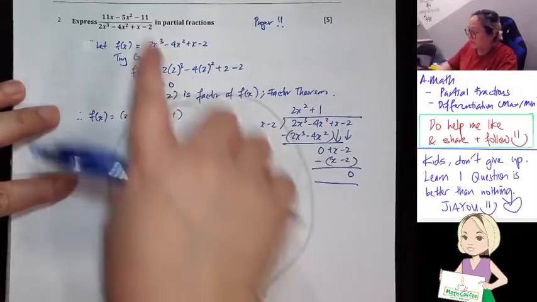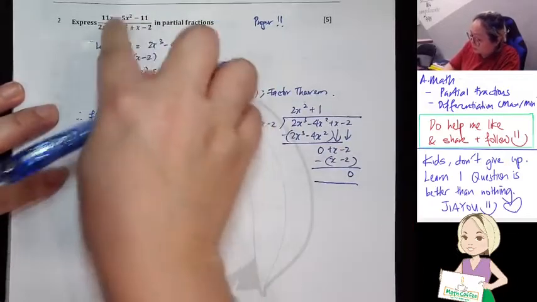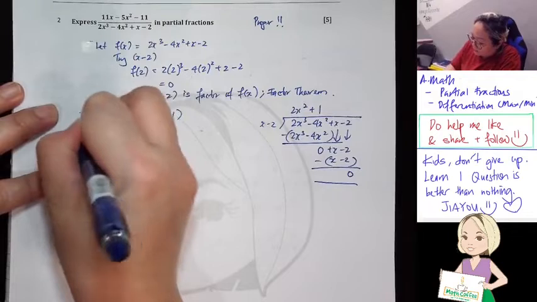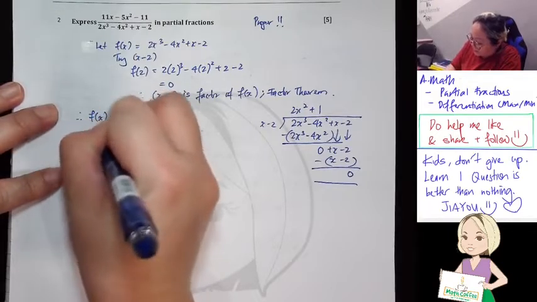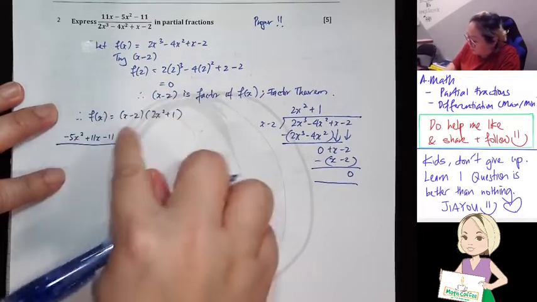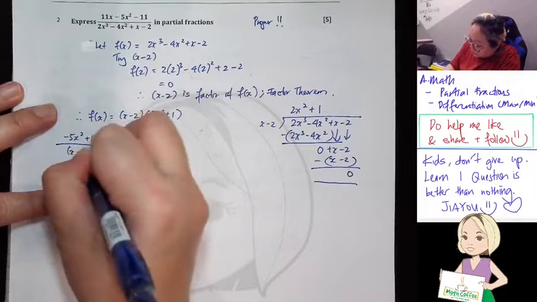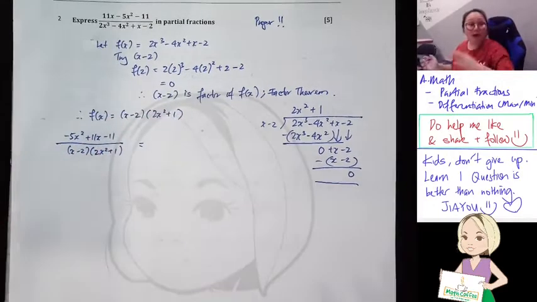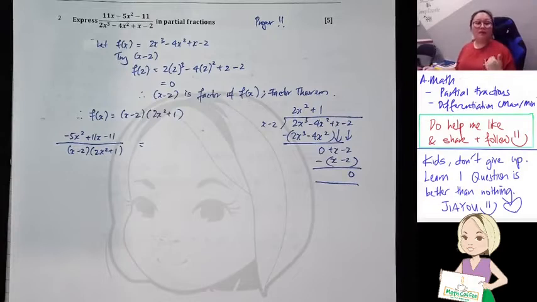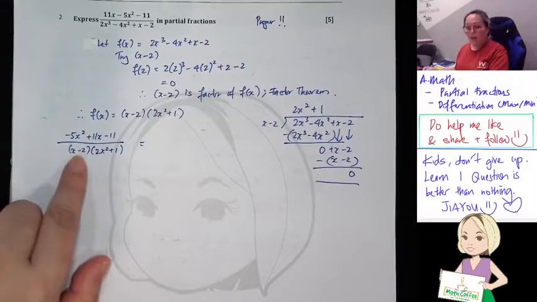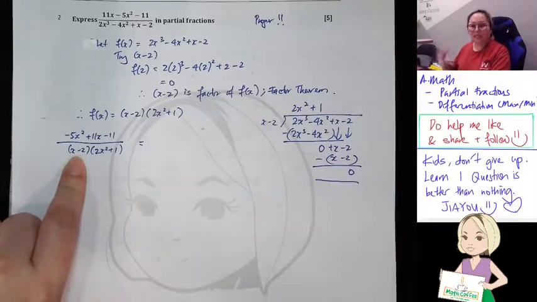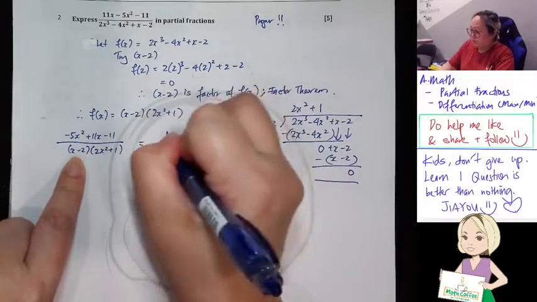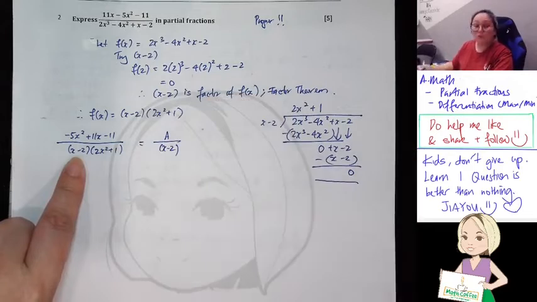After I factorize it, now I know my task is to do minus 5x squared plus 11x minus 11 over x minus 2 and 2x squared plus 1. So now this is proper, right? And we already factorized the denominator. Now we're going to apply our case 1, case 2, case 3. So look at the denominator, x minus 2. x minus 2 is just linear, it's case 1. So it means that I will give birth to A over x minus 2.